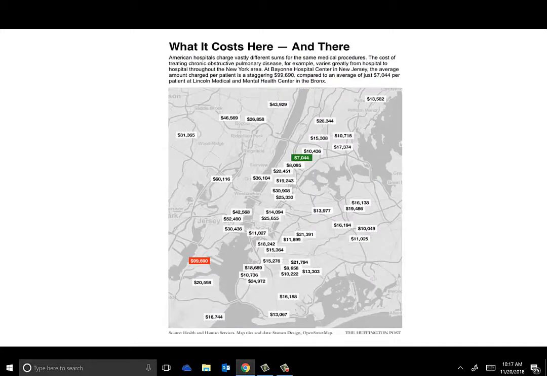The cost piece is important. This is a map around New York. Somebody pointed out there's some Jersey here too. But look at how wildly the costs vary, even at hospitals pretty near to each other geographically. This is only a few miles, and there are wildly different costs in those hospitals for the same treatment.